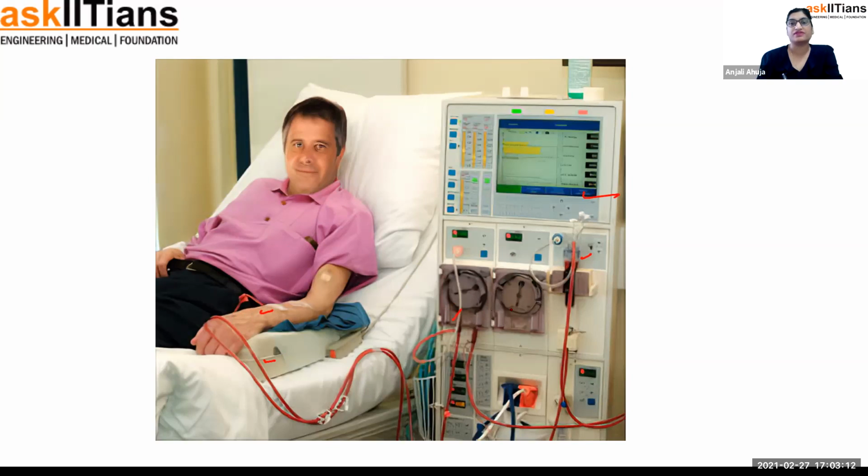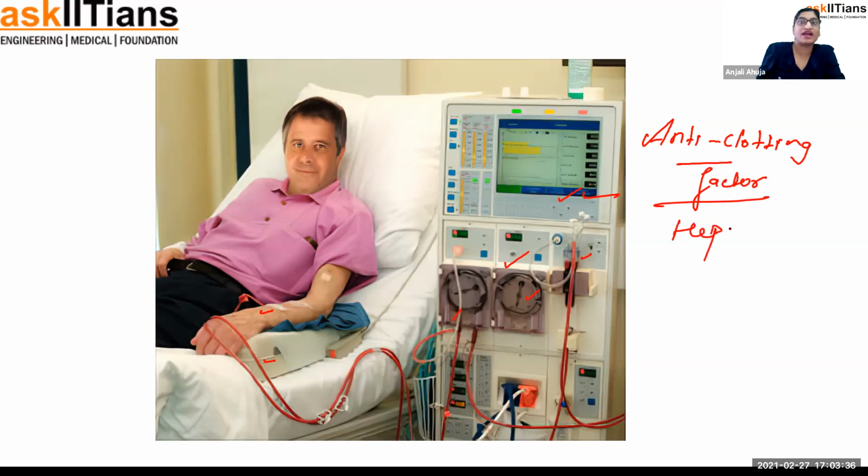Inside, if you see, there are so many things being operated on. I tell you, first of all, our blood has a property to clot. We have to prevent the clotting so that blood does not clot outside. So we have to add anti-clotting factor, you may say. An example is heparin. We actually add this chemical in the blood so that it does not clot. Second, we have to maintain the temperature outside.